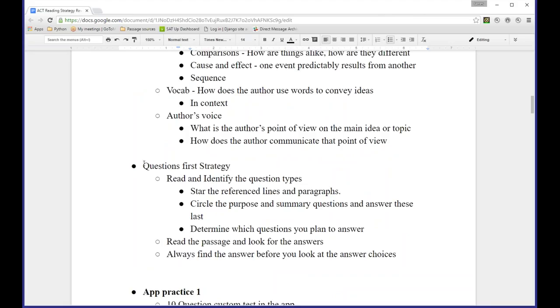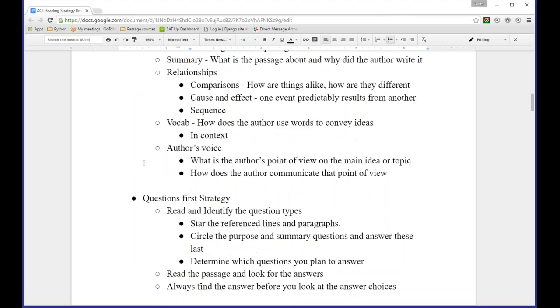All right. Questions first, strategy. Read and identify the question types as you go through. You can star the reference lines and paragraphs in the passage while you're reading the questions. If it says line 42, just make a little mark on line 42. So when you get back there, when you're reading, you know that you're going to get questioned about it. So you can pay close attention to it.